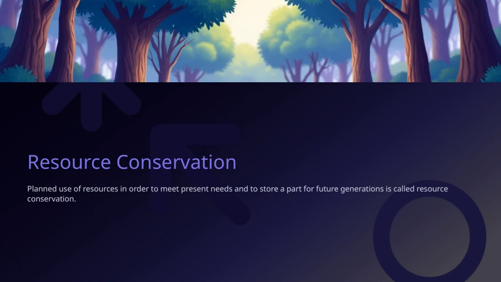This concept is central to sustainable development because it balances our present demands with the preservation of the environment for those who come after us. It's important to remember that every small action counts, whether it's reducing waste, reusing materials, or using resources more efficiently. So, resource conservation isn't just a good practice, it's a necessary approach to safeguard our natural world for the future.